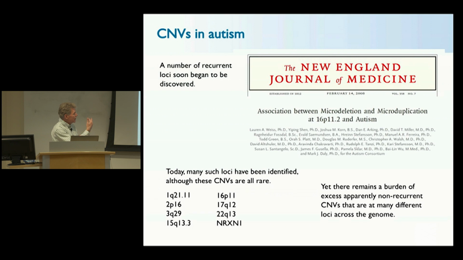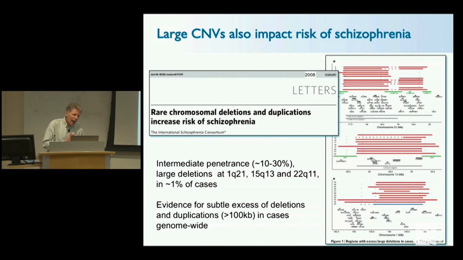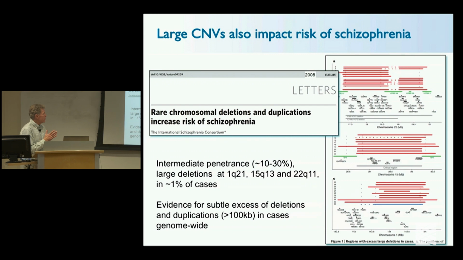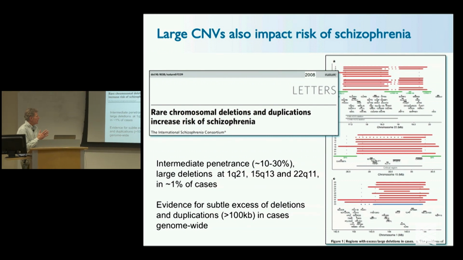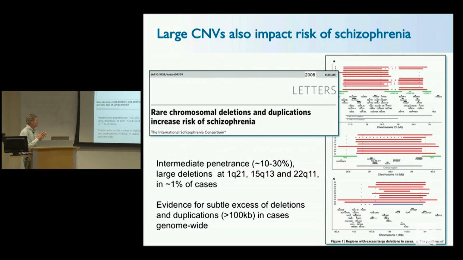But even beyond this number of loci that we've been able to elucidate that have this property, there's still a burden of just excess CNVs around the rest of the genome that's also associated with autism risk. And there's a somewhat similar pattern in schizophrenia, that there's a few loci where these recurrent deletions or duplications are associated with schizophrenia risk at sort of this intermediate penetrance, 10 to 30%.